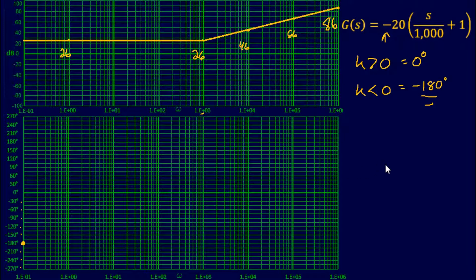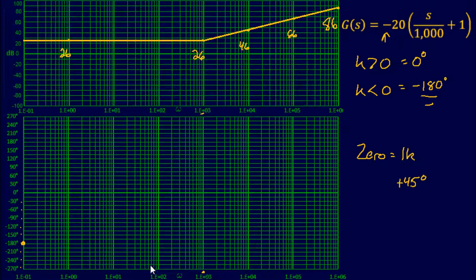Okay. Now again, this is a 0, which means we're going to actually have an increasing slope before and after 1K. So which means we have a 0, 1K, so which means we're going to increase plus 45 degrees 1 decade before and 1 decade after. So let's go ahead and plot that.